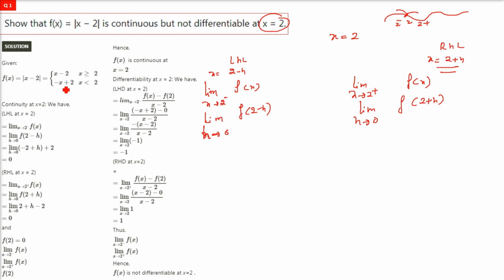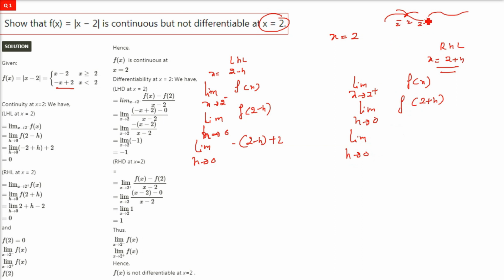But we know when we have x equals 2 minus h, we are going to use x less than 2, which is negative x plus 2. Replace 2 minus h in place of x in negative x plus 2. That I already explained to you. So this is going to be limit h tends to 0, and we have minus x plus 2. In place of x we put 2 minus h: minus of 2 minus h, plus 2, with limit h tends to 0.